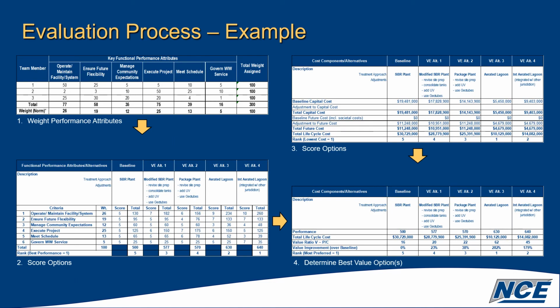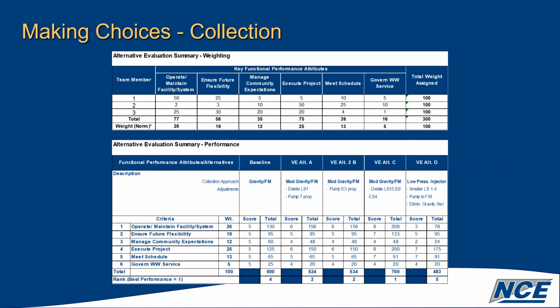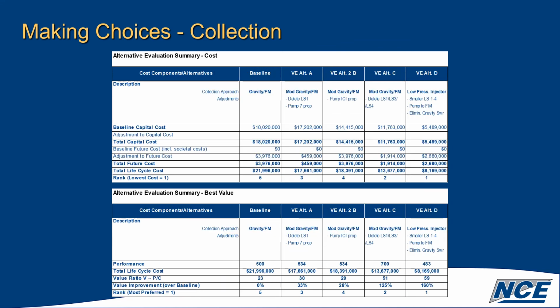So here's just a quick example. The upper left is the functional performance attributes and the weighting process. Then we check the scores for performance. Then we check the cost components. We come up with an alternative. We come up with the evaluation summaries. And I can appreciate that these numbers are small, but these are some of the math, and it's all automatic once you get going.